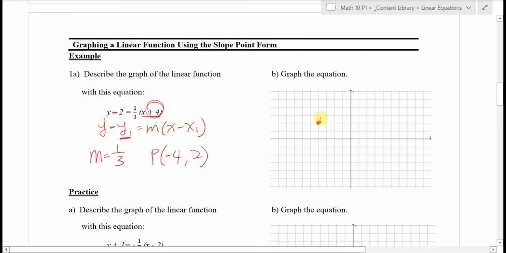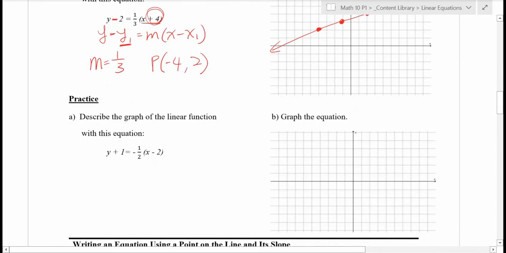We know the slope is 1 over 3, so we're going to go 1 up and then 3 to the right. 1 up, 1, 2, 3 to the right. And again, from there, you just take your ruler and join the points together, and there is your linear function. Okay, so why don't you try the next one here and see if you can graph it.